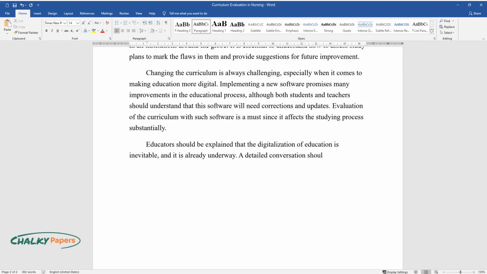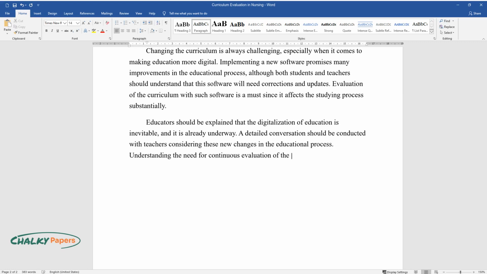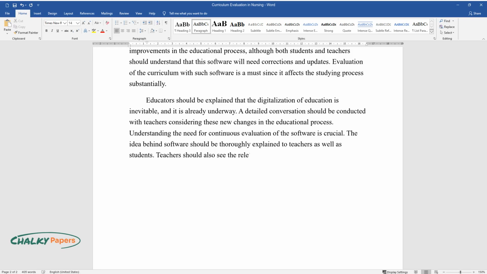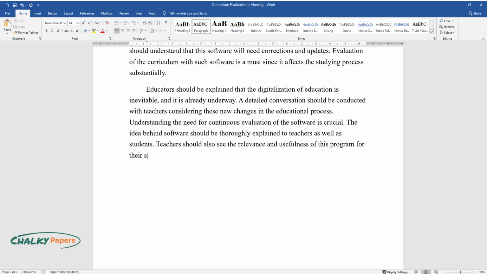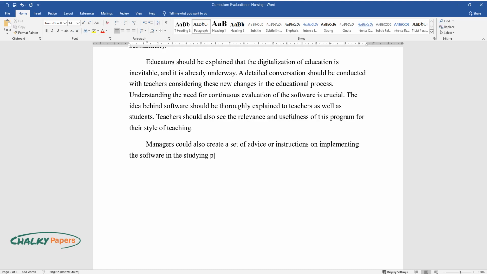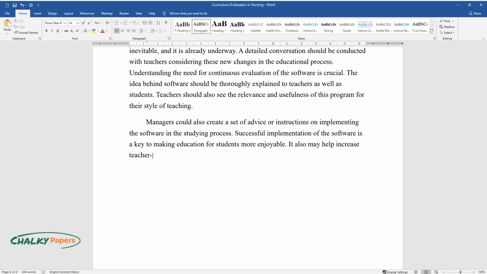A detailed conversation should be conducted with teachers considering these new changes in the educational process. Understanding the need for continuous evaluation of the software is crucial. The idea behind software should be thoroughly explained to teachers as well as students. Teachers should also see the relevance and usefulness of this program for their style of teaching. Managers could also create a set of advice or instructions on implementing the software in the studying process. Successful implementation of the software is a key to making education for students more enjoyable. It also may help increase teacher-student interaction during the studying process.